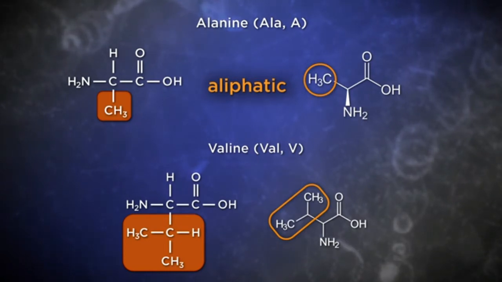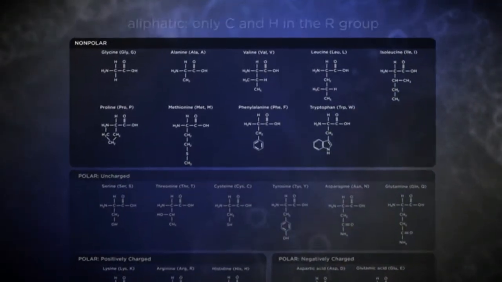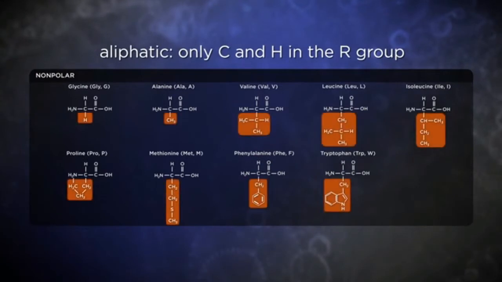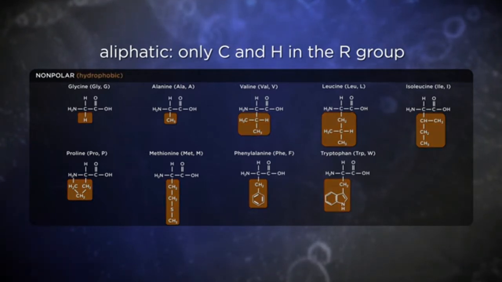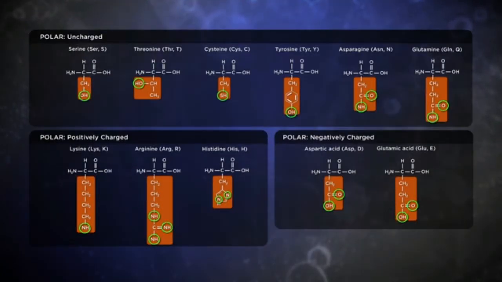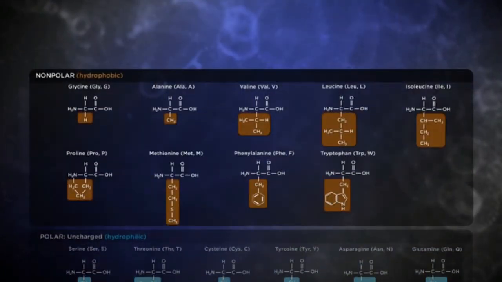Want to know the properties of a specific amino acid? It's simple. Look at the R group. Aliphatics have only carbons and hydrogens, which are so similar in electronegativity that they are nonpolar, meaning that they are hydrophobic. They can't make hydrogen bonds with water, and so they avoid it. Other R groups contain other atoms and can ionize or make hydrogen bonds, so these are the hydrophilic amino acids. They like water. About half of the amino acids are nonpolar and hydrophobic.